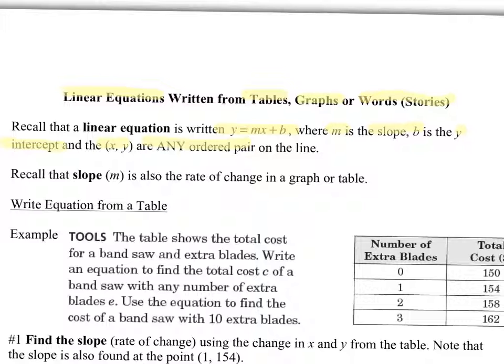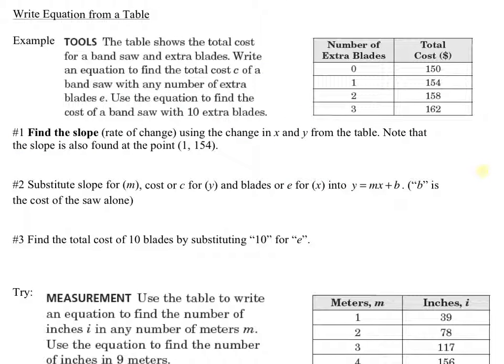We also need to remember that the slope, which is m, is also called the rate of change in our graphs and tables. Let's see if we can write an equation from a table. On our tables, this will always be x, this will always be y. Y is the total cost, or whatever the function talks about. It's a total answer. In this case, the table shows us the total cost for a bandsaw and extra blades. So here is the total cost of the saw when we don't have any blades purchased at all yet.